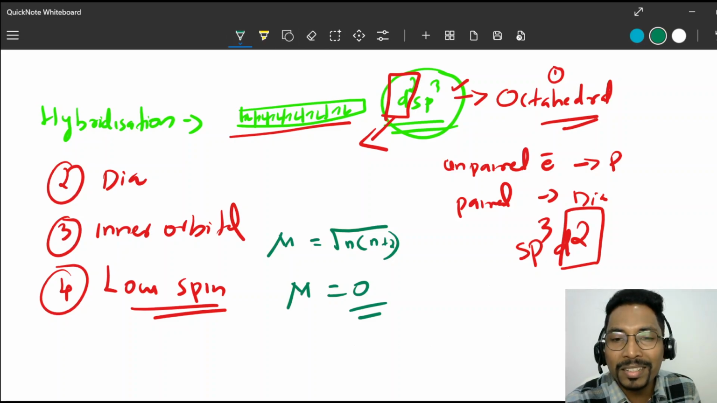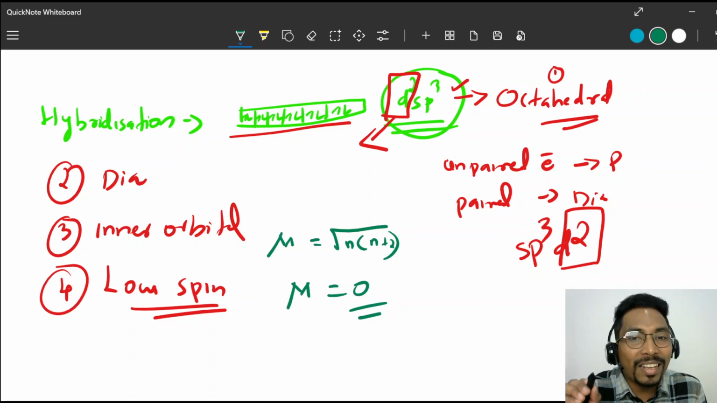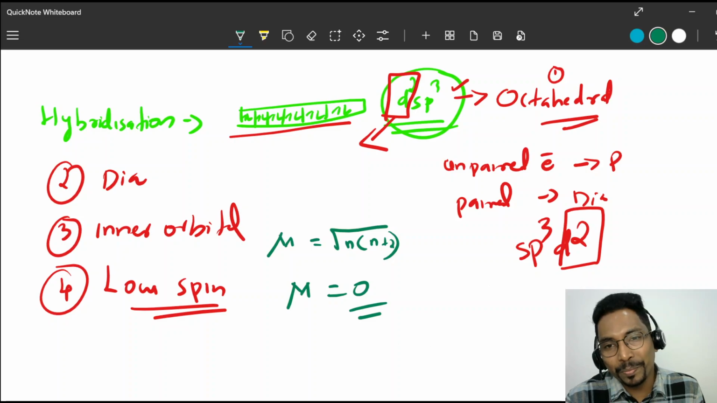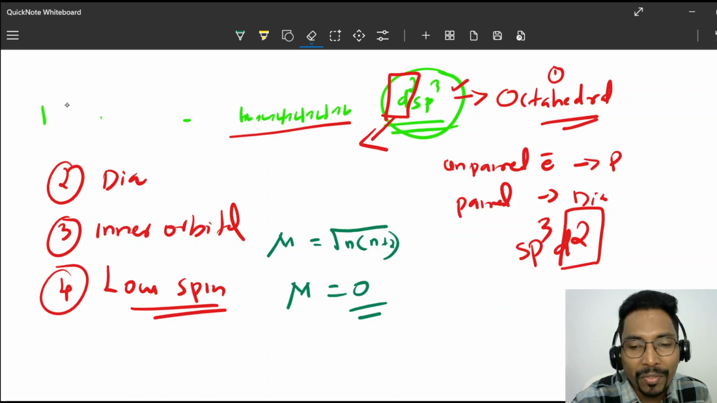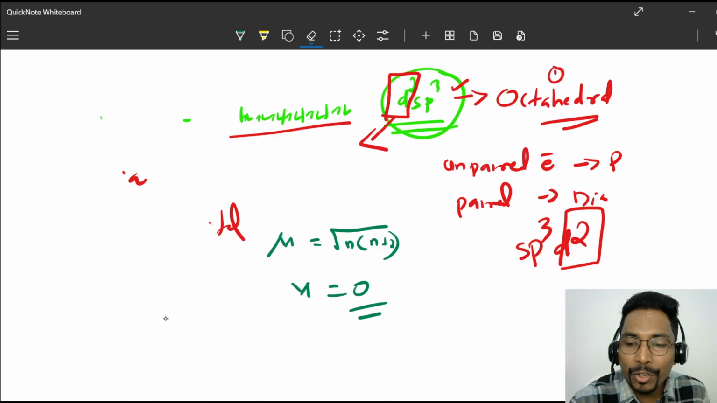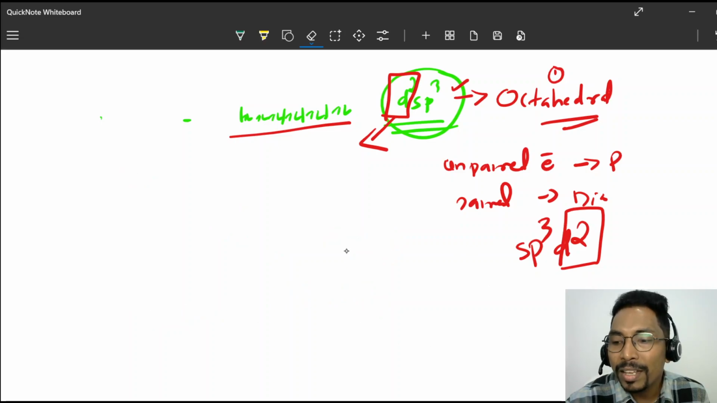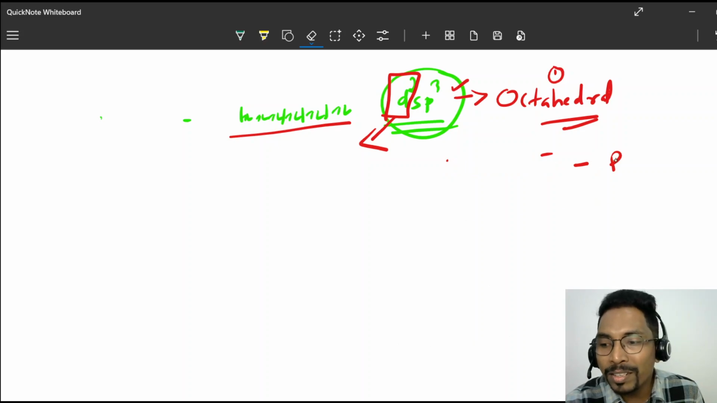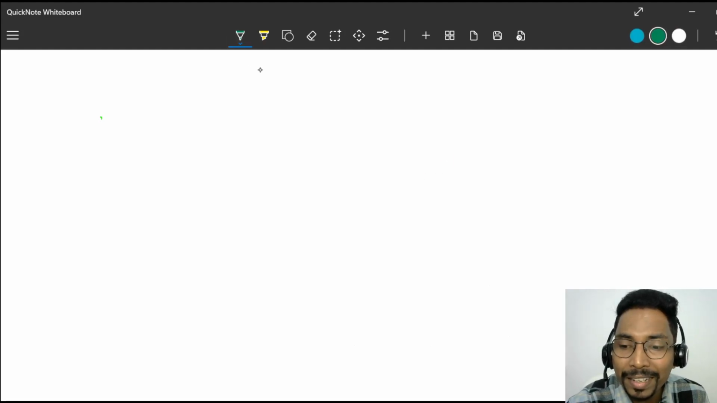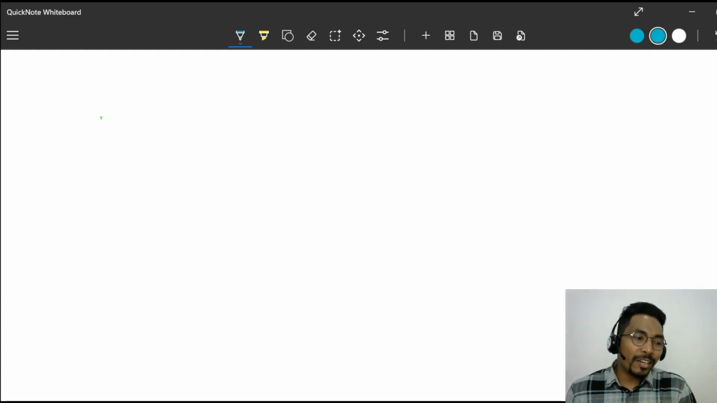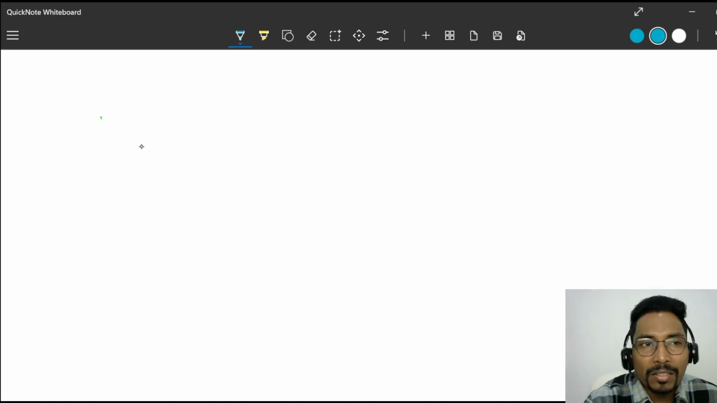Now I will give you one question as homework. You can practice and you have to comment the correct answer in the comment box, so we can check how many of you are getting the correct answers. I'm giving you one complex, and you have to tell me whether the complex is diamagnetic or paramagnetic, whether it is inner or outer, and whether it is low spin or high spin. Many parameters are there.